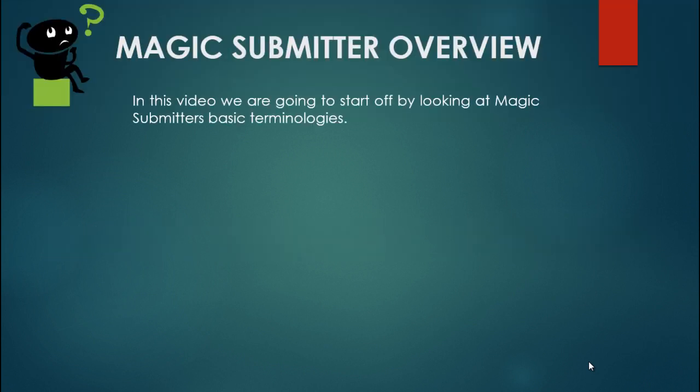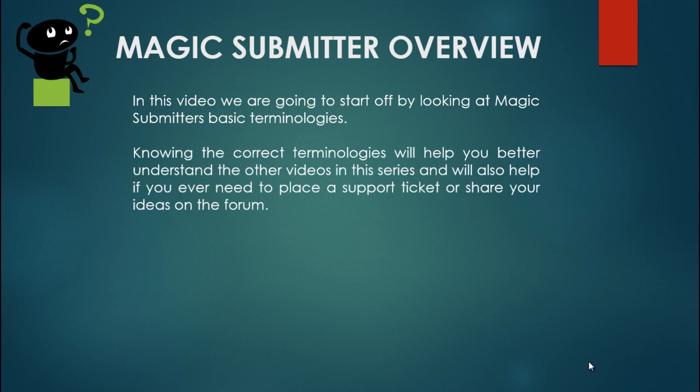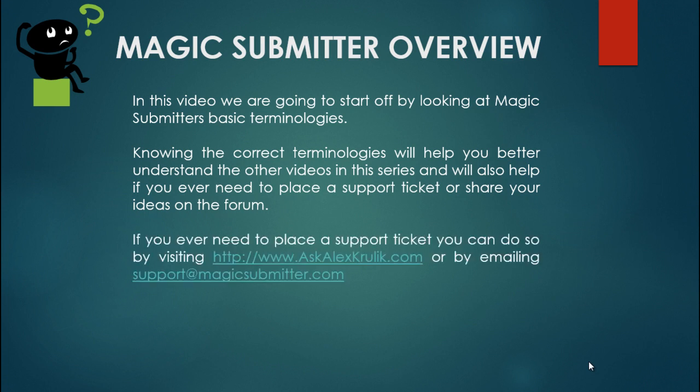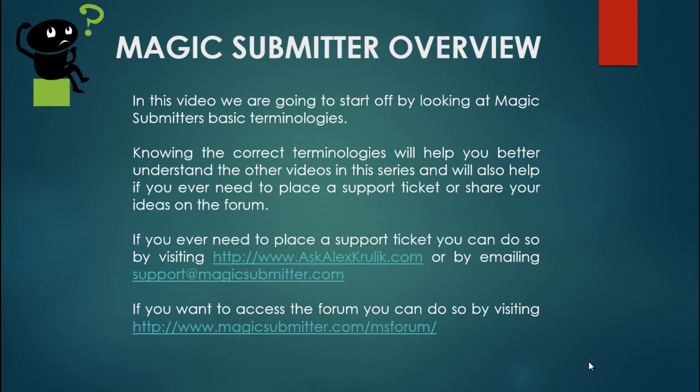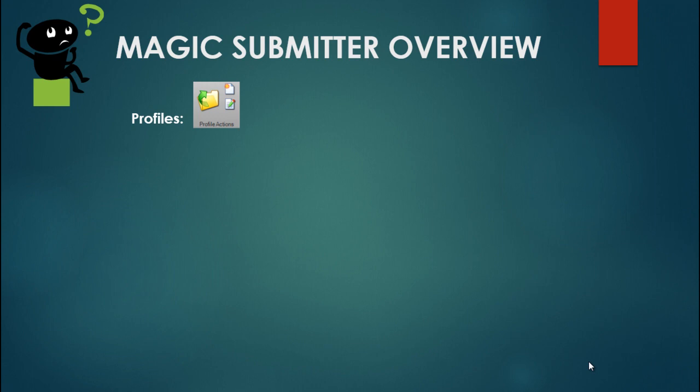In this video, we're going to start off by looking at Magic Submitter basic terminologies. Knowing the correct terminologies will help you better understand the other videos in the series and will also help if you ever need to place a support ticket or share your ideas on the forum. If you ever need to place a support ticket, you can do so by visiting www.askalexkrulik.com or by emailing support@magicsubmitter.com. If you want to access the forum, you can do so by visiting magicsubmitter.com/MS forum. Now, we're going to start looking at the different terminologies.